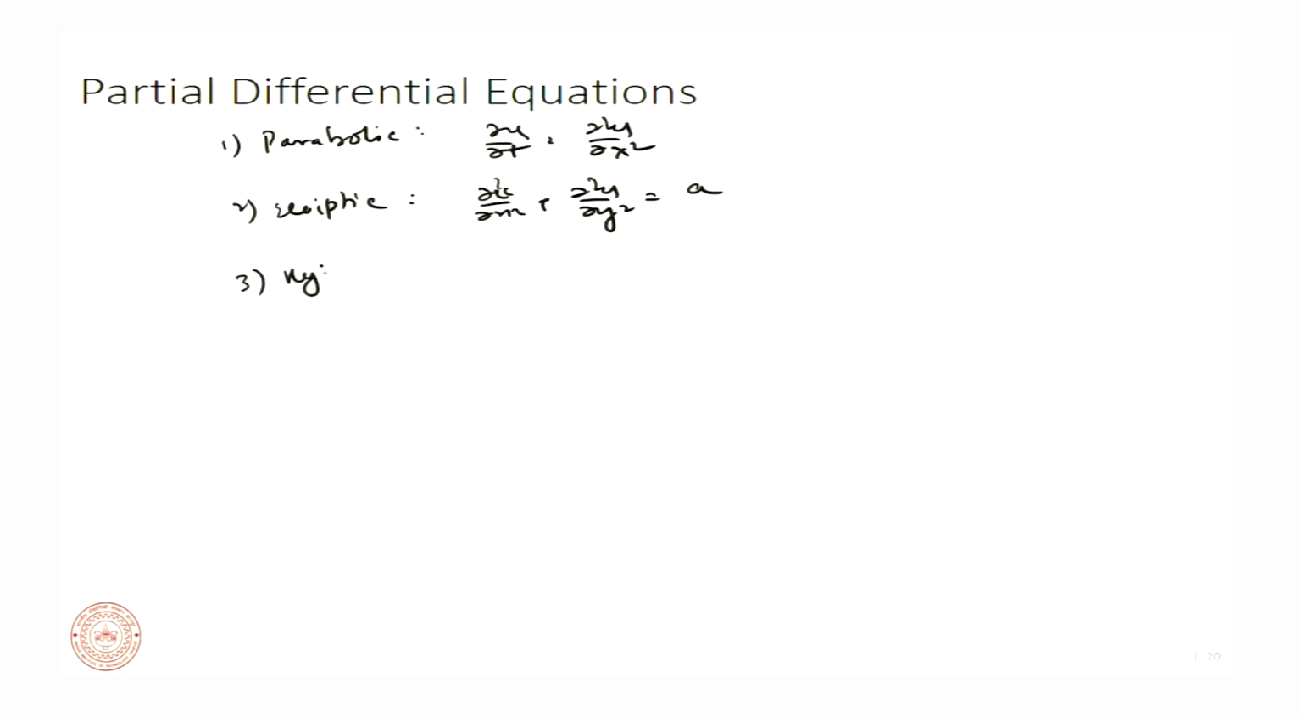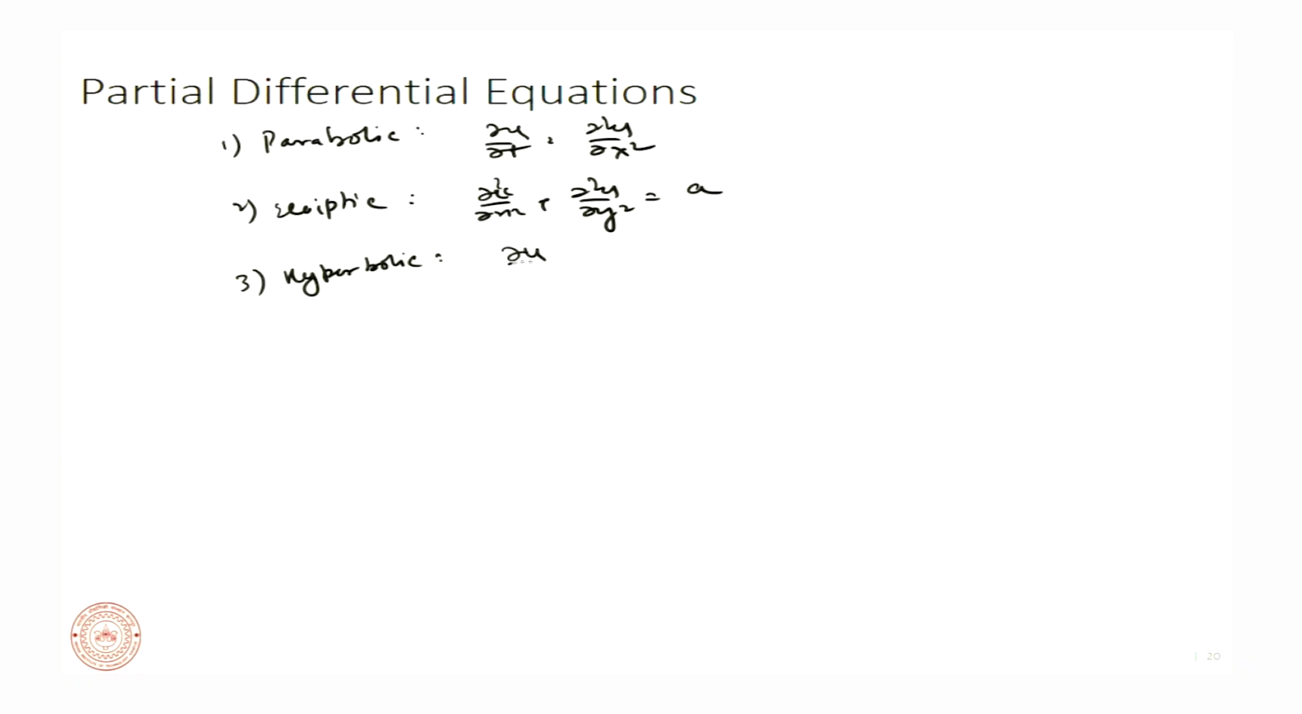Okay. Partial differential equations, we will start. We have three kinds of partial differential equation. We have parabolic, del u by del t is del square u by del x square, it's parabolic. We will have elliptic, del square u by del x square plus del square u by del y square equals to some constant a, and we can have hyperbolic.